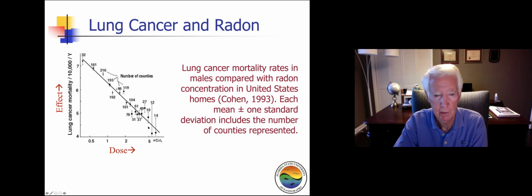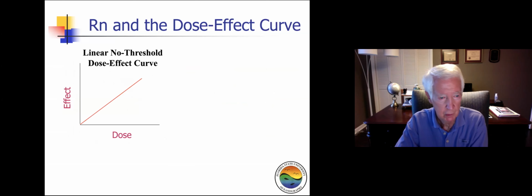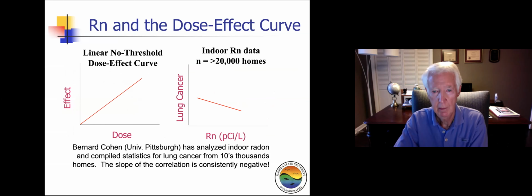If you take this at face value, you're better off with higher radon in your home than lower radon. You'd have less of a chance of getting lung cancer. Wow, that doesn't seem to make sense. So this is the standard dose effect linear no threshold model. This is what Cohen's data shows.